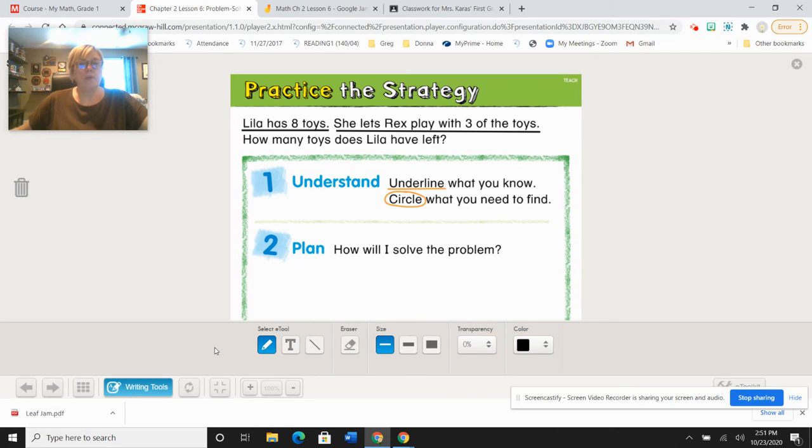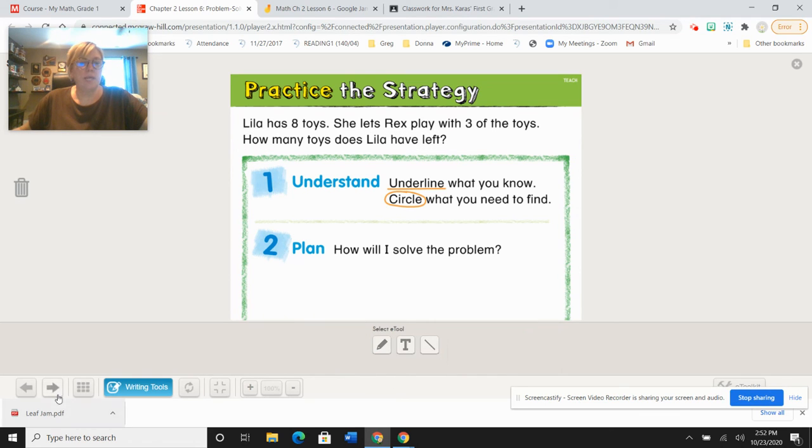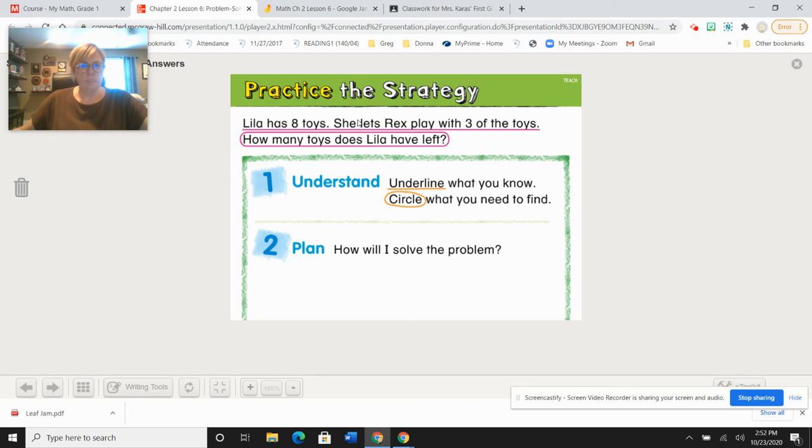Okay, now we have to circle what we need to find out. How many toys does Lila have left? So we're going to circle all around that. Now your writing may look a little different than mine, but you can still circle the question. So let's see, how will I solve the problem? I think today, to start, we're going to draw a diagram to help us solve this problem. All right, so let's look down at, here they did this for us, because we did it earlier.